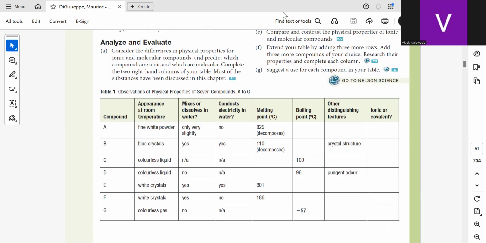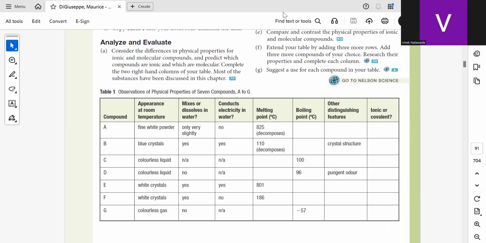Okay, got it. Ionic, ionic. So what is M? What you have written, M? I meant covalent. I wrote down molecular from the table. Okay, no problem. So low, that's fine. Melting point, all right. White crystals, yes. 801, right.